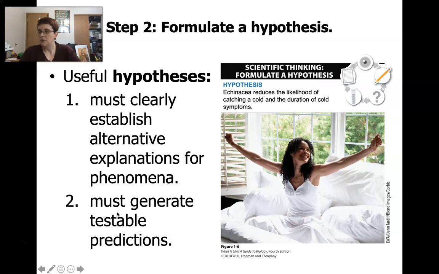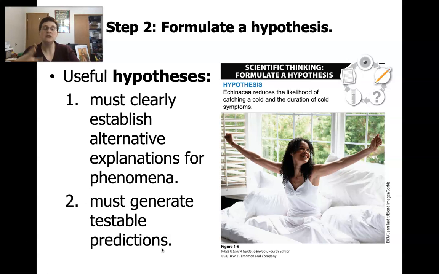Step two, formulate your hypothesis. Now, there's two different parts of a useful hypothesis. I mean, you can generate hypotheses, but a useful hypothesis must establish alternative explanations for your phenomena, whatever it is you're looking at, and must generate testable predictions. And we're going to look at predictions in the next section. But your hypothesis has to have alternative explanations and generate testable predictions.